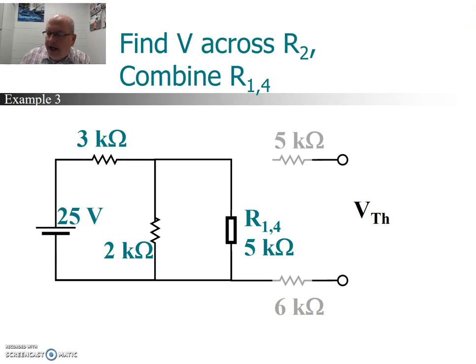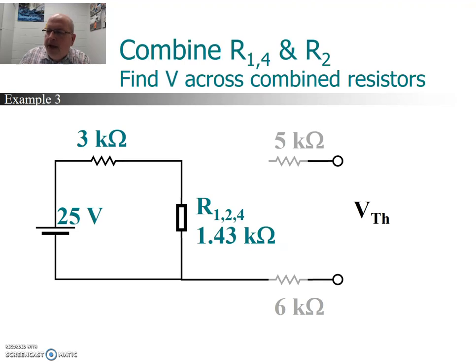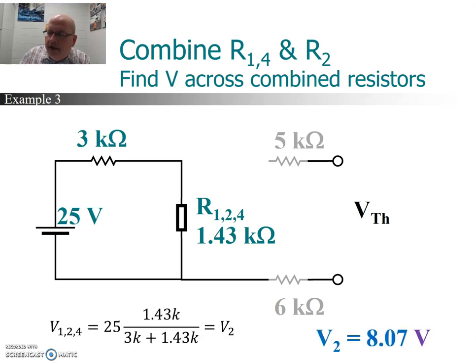Now that 5K is actually in parallel with the 2K, so we can find the parallel combination of the 2K and the 5K. And again, product over sum gives you 1.43 kiloohms. That's in series with the 3K. We can use the voltage divider, and that V2 would work out to 8.07 volts. I put that in blue because that is an intermediate answer.